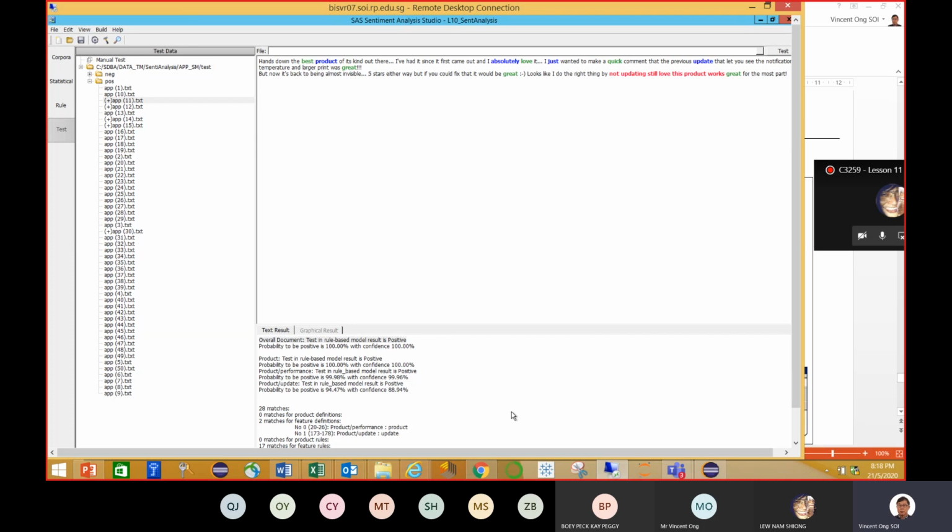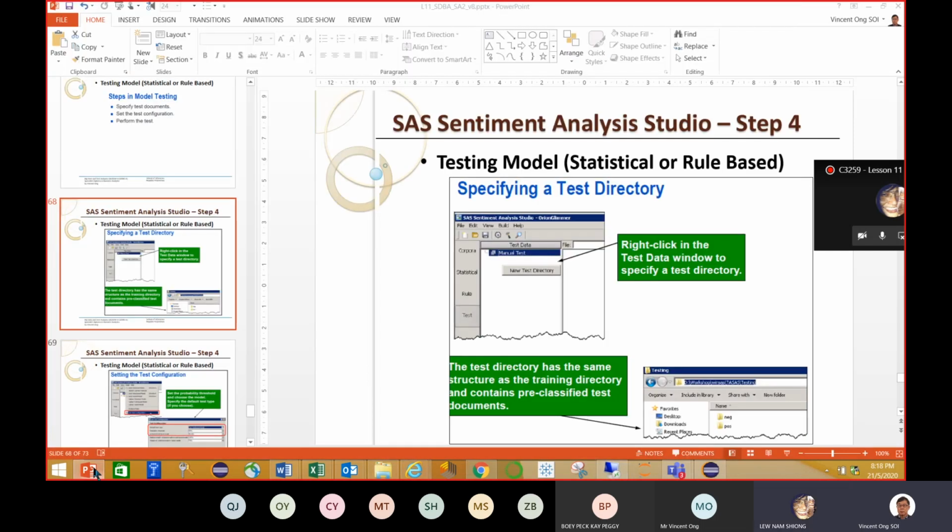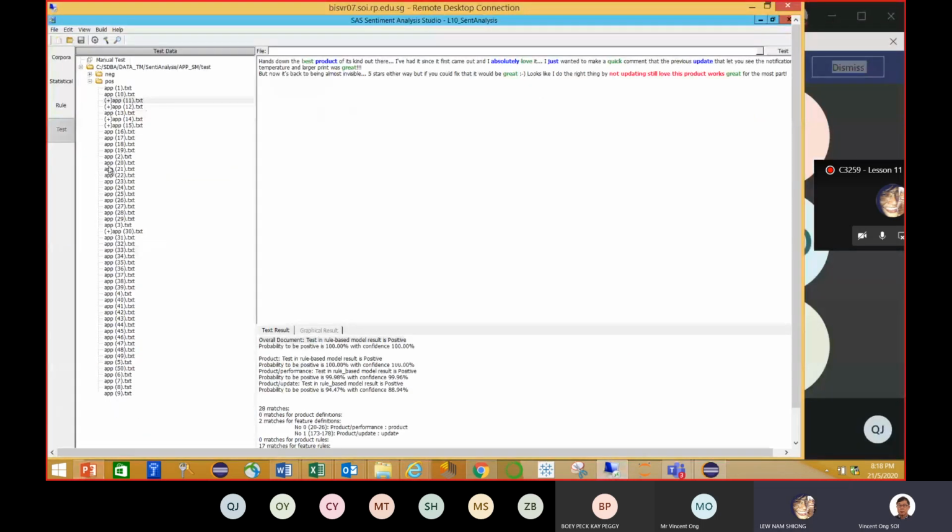So again, it depends on your definition. Look at the third document: "hands down the best product, actually love it, not updating, still love the product, works great." Although there are a lot of positive sentiment terms, the word "not updating" is negative, right? So it depends on the weight.